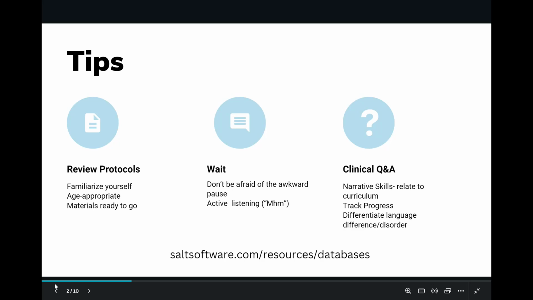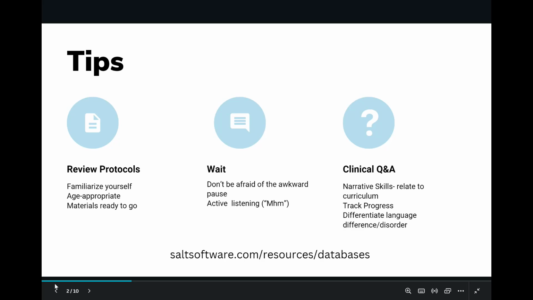Our second tip is don't be afraid of that awkward pause. The clinician's role in a retell is unique. Anything narrative should really be minimal. You don't want to insert yourself or be leading the speaker. So just give them time to formulate their own retell or their own unique story, and be more of an active participant and encourage them to speak by that passive speaking, like, great job, keep going, that type of thing, instead of really inserting yourself.